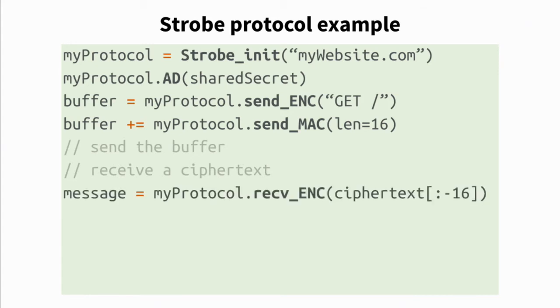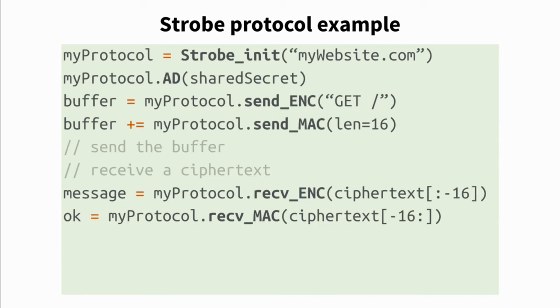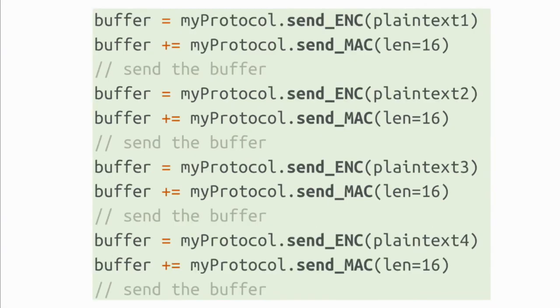And on the other side, I receive it, so I do the inverse operation to decrypt. I use receive ENC, and I use receive MAC to verify the tag. If it's incorrect, it means that somebody must have tampered with the connection, so I can just abort the connection. A very simple protocol, right? I just use these functions on both sides of the connection and I encrypt my data. Now, if I want to continue encrypting, I would just continue to use this send ENC and send MAC to encrypt and authenticate, and I will never have to figure out how to create some nonces or some IVs, and every time I authenticate the whole session, not just the last thing I sent.